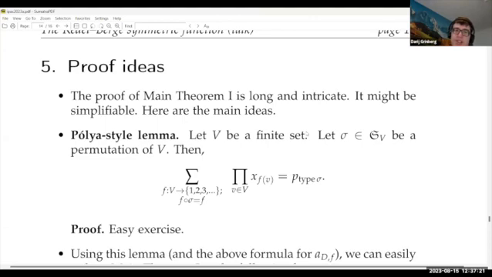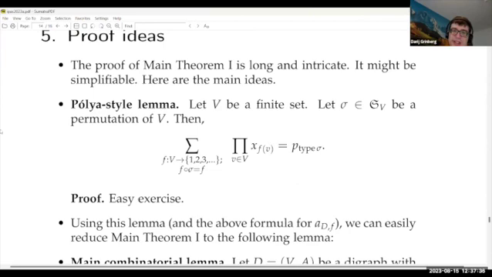Now, let me say a few things about how the theorems are proved. The proof is actually pretty long in the paper, and I'm trying to simplify it. It's part of why it's taking so long to finish this paper. So, quite a few ingredients in there. Let me start with a simple lemma.